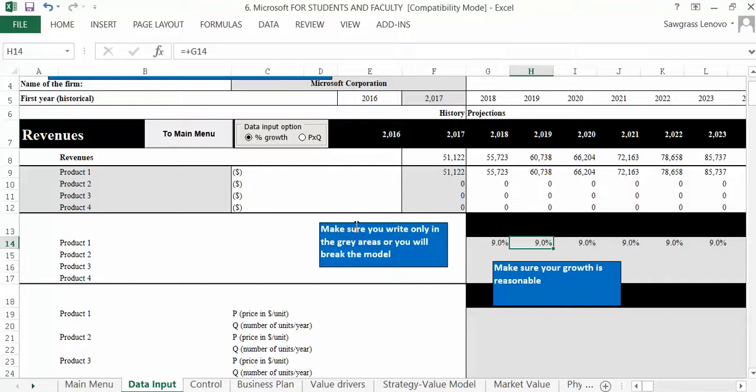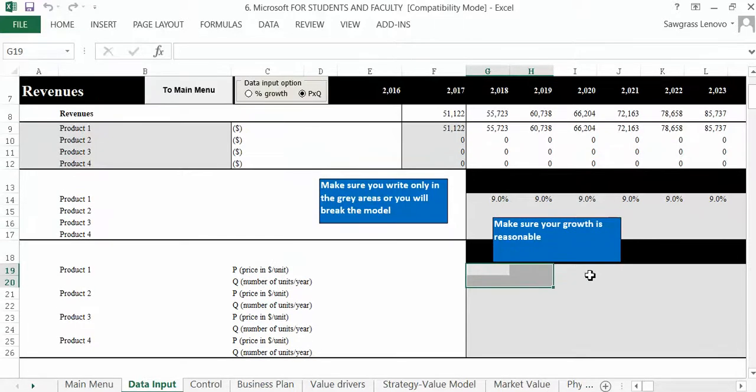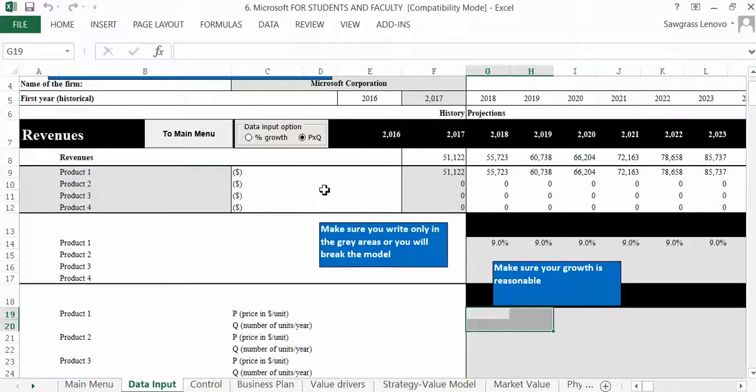Another way to create these revenues is using prices and quantities. You have to click here, P and Q, and use this part of the model, in which you will put the price and the quantity for the next years. It is more troublesome, but in some cases you may prefer to do it to see exactly how your marketing strategy works in terms of how many products you are going to sell. It takes more time, but in some cases you have to do it. For most cases, I recommend that you use growth, not P and Q, because it's a lot of work.